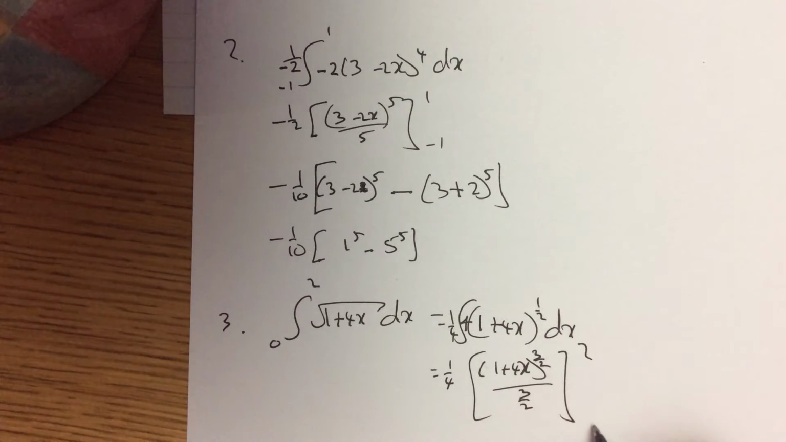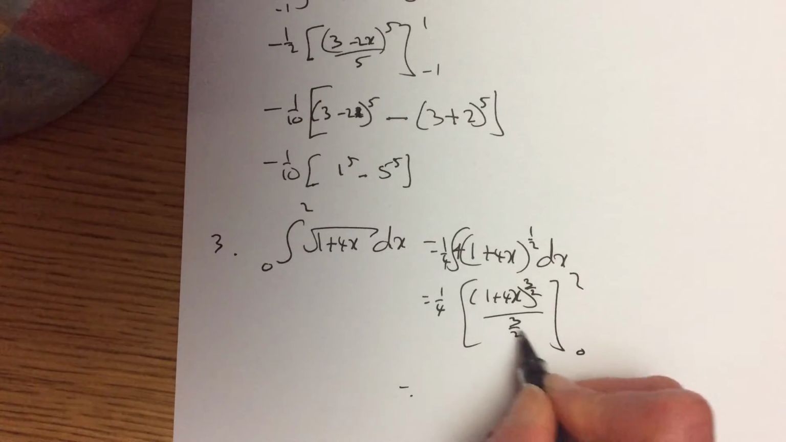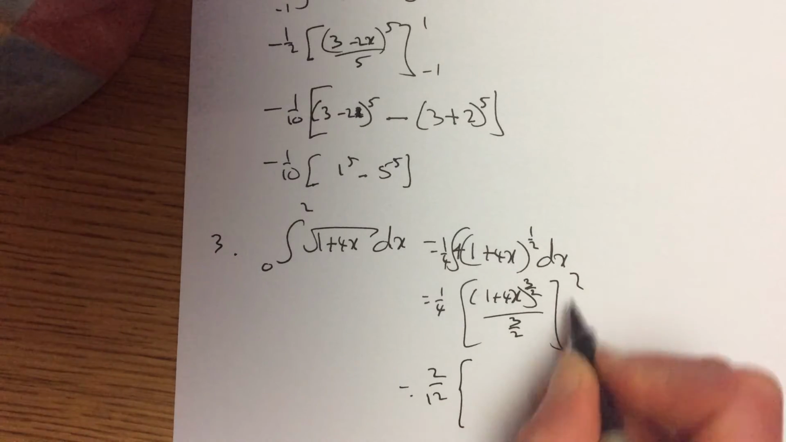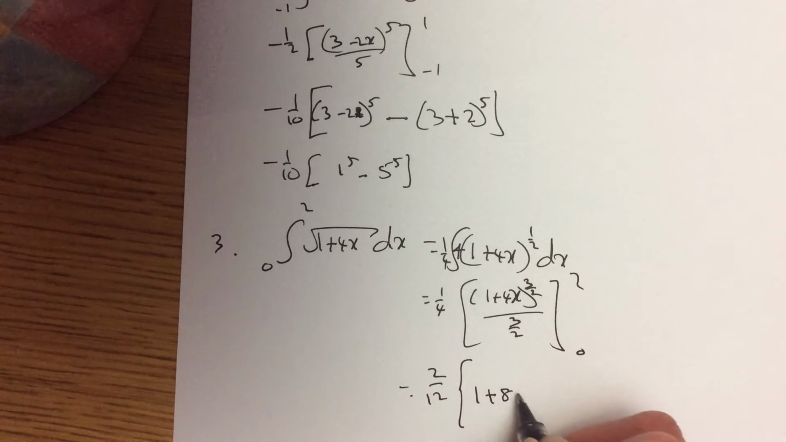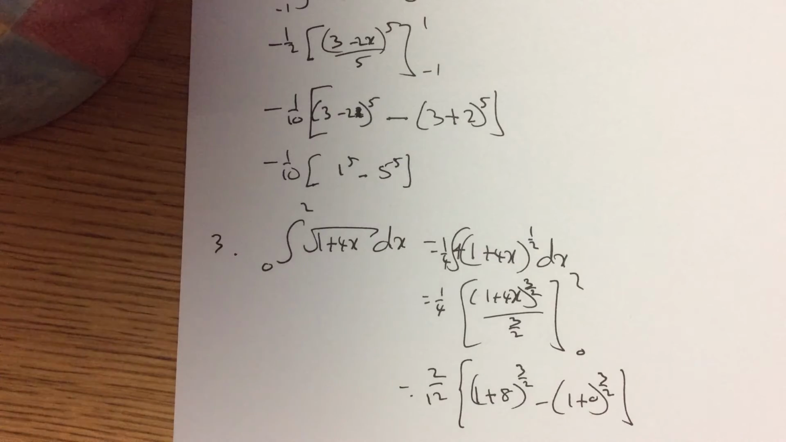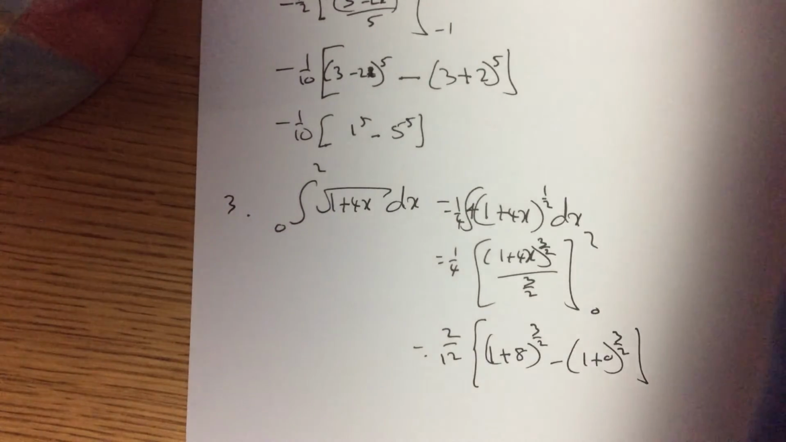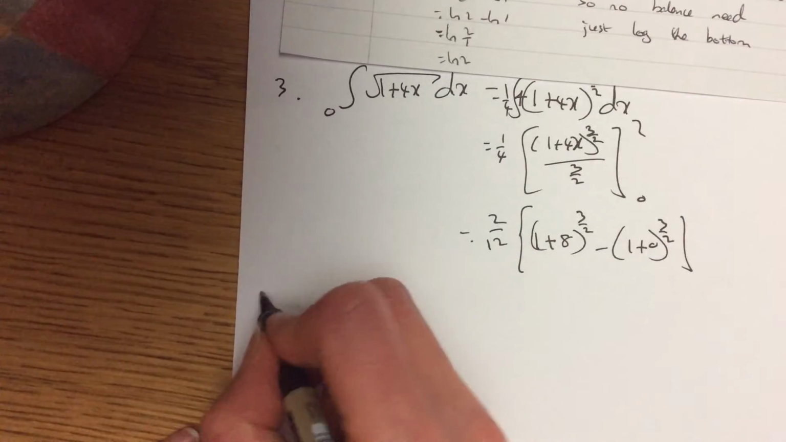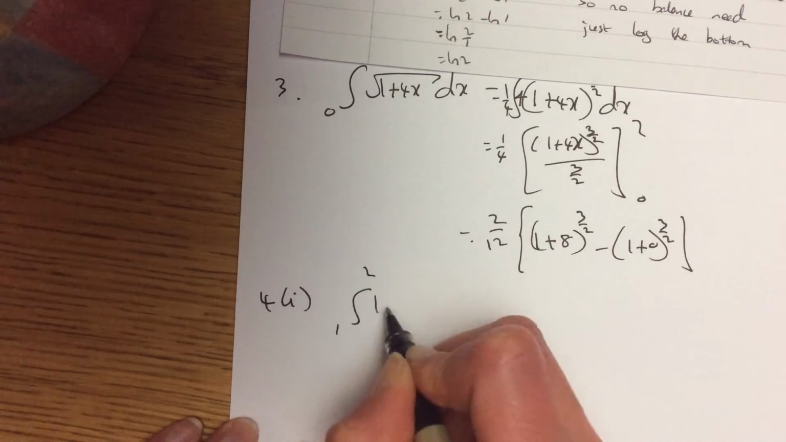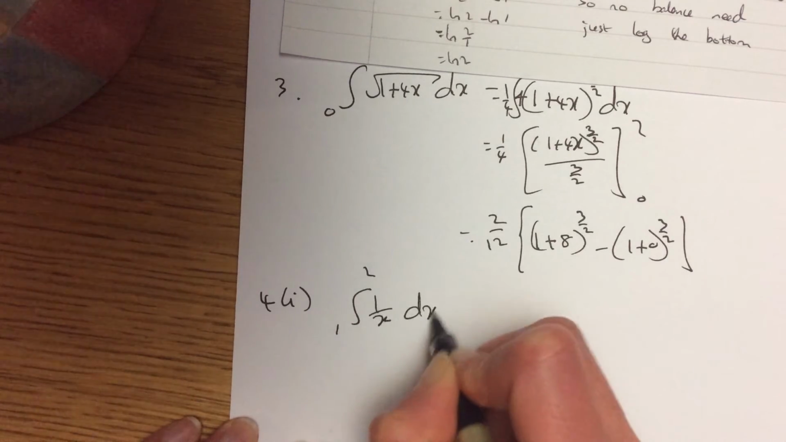There were limits here, 2 and 0. So I would bring that out, so that's 2/3 times a quarter, so it's 2 over 12, and then sub in your 2, so it's 8 to the 3 over 2, sub in your 0, and just put it through the calculator. And question 4, part 1. Hopefully these aren't overly bad. I say hesitantly because I know it's hard.